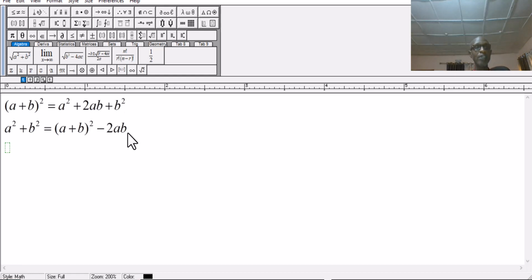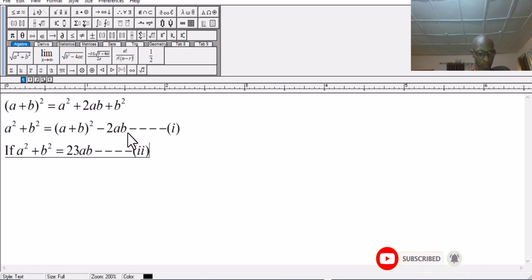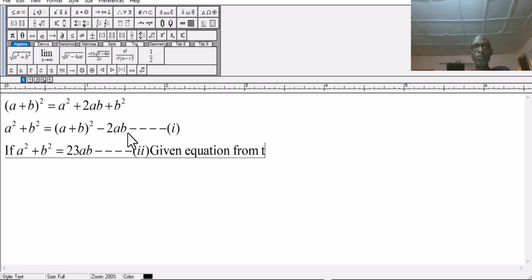So now we can start the question. The original question we are given is that a squared plus b squared is equal to 23ab. Let's call this I1. That's what we are given from the question. But we already know from this, let's call this I2. This is what we are given from the question.